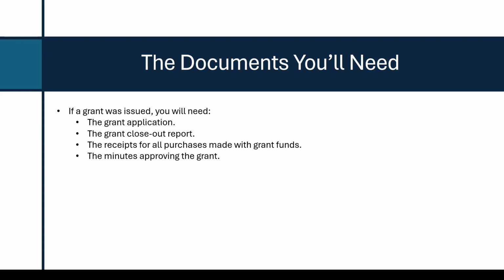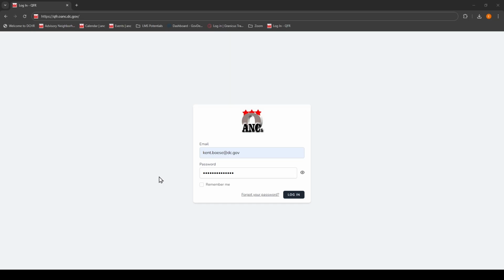Now, let's take a look at the QFR portal. The address that you'll want to go to is qfr.oanc.dc.gov. From here, go ahead and enter in your email address and password. If you do not have the password or want to change the password, contact oancs@dc.gov and the QFR Portal Administrator will resolve any password issues.